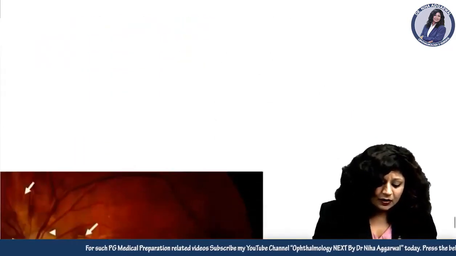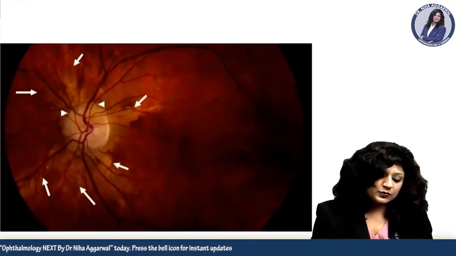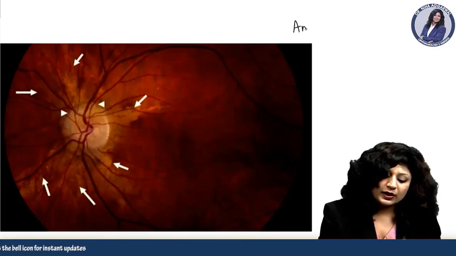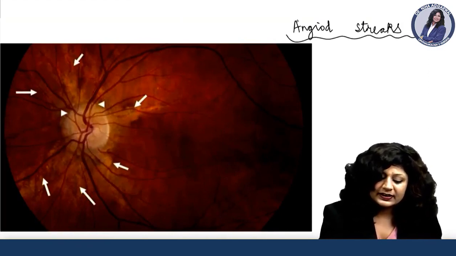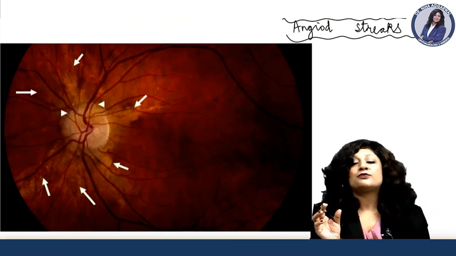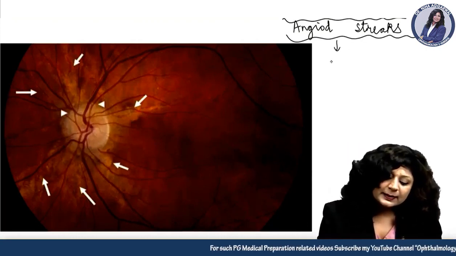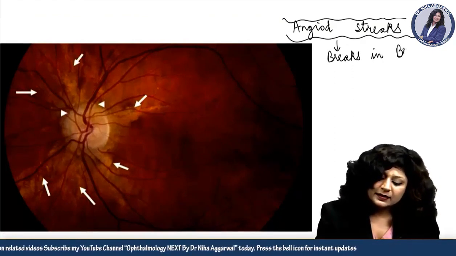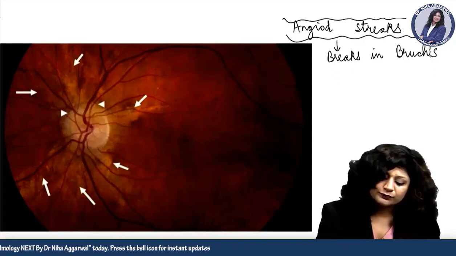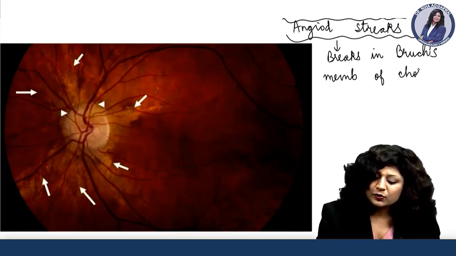Alright. Now coming to the next important thing. This is a visual showing you the angioid streaks. Angioid streaks. Now this is again a DD of retinal diseases where a number of conditions can cause this angioid streak. This is actually the breaks you are getting in the Bruch's membrane of the choroid. Breaks in the Bruch's membrane of the choroid.